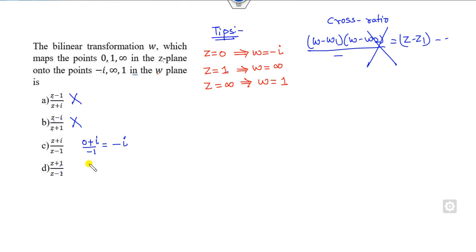If it is here, it is 1 over minus 1. It is minus 1. So when Z is 0, we need a minus iota, but it says plus 1, which is a wrong option. The correct option is C. You can check whether the other options are satisfied or not, but it is automatically satisfied because we discard the rest of the options.